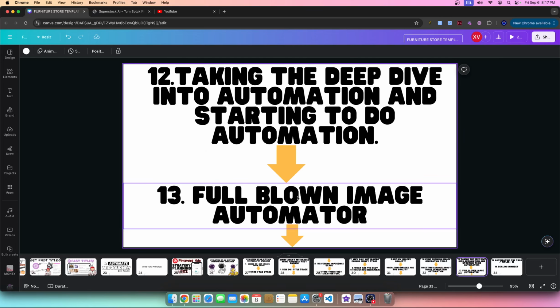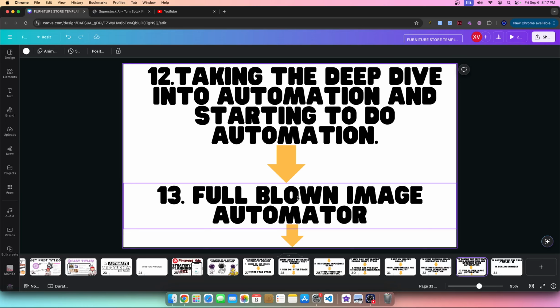Now they go into the next stage, the 13th stage. You can call it the 14th, depending on how you're counting these steps. But now they're full-blown image automators. They almost do no manual work. They're automating pretty much everything. And now they have a new problem on their hands. They have too many images. Too many images that they're going to have to upload. And might I add, too many good quality images.